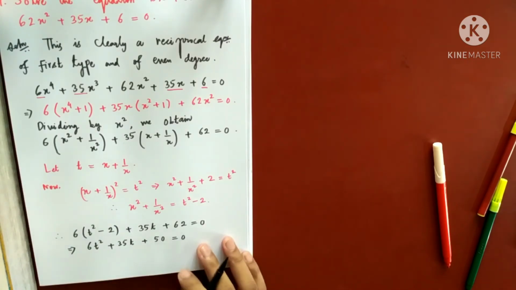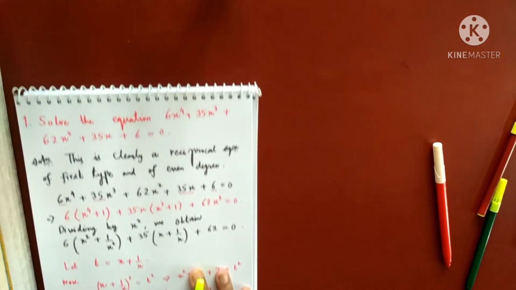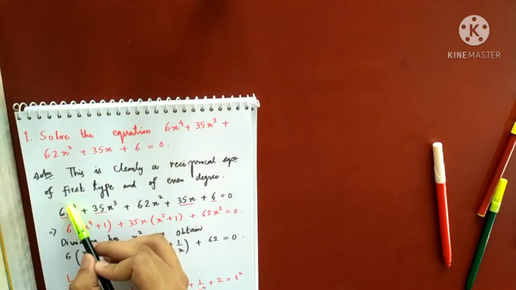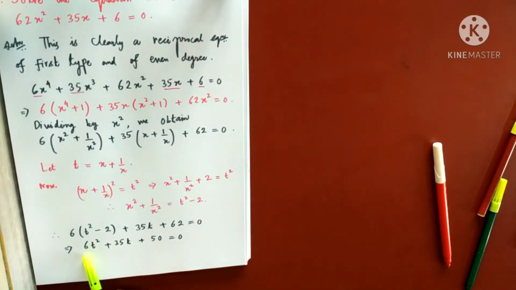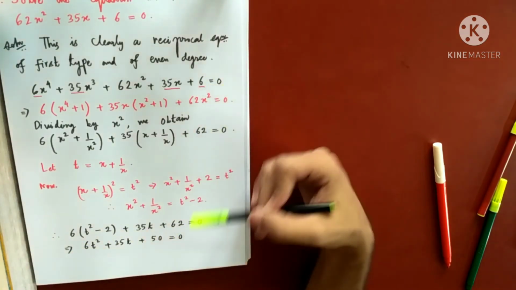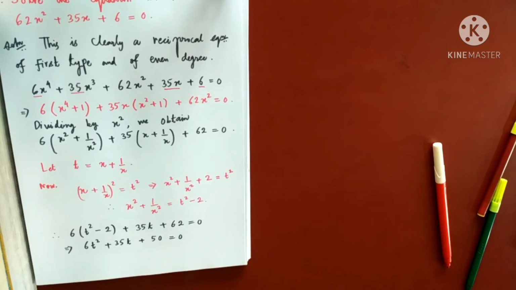So what I have told you, remember that if this is of degree 2m, it will depend upon the equation of degree m. So here 2m is 4, so m will be 2. It will depend upon a polynomial of degree 2. That means you just have to solve this equation, and it will help to solve the original equation. I have called that t, and that has been reduced to half the degree of the original equation. So you can easily solve this.